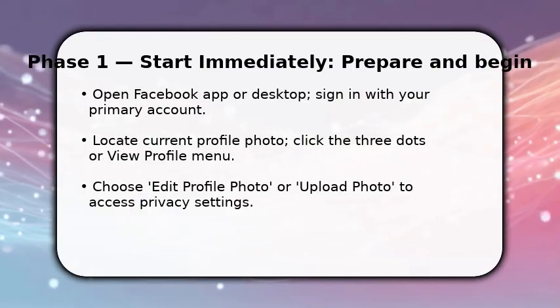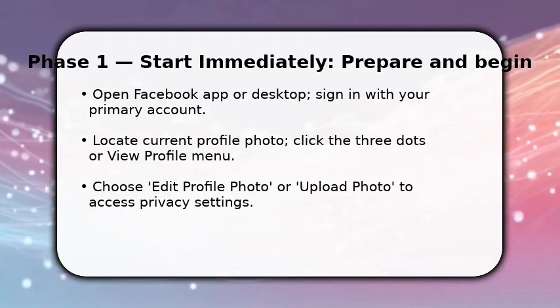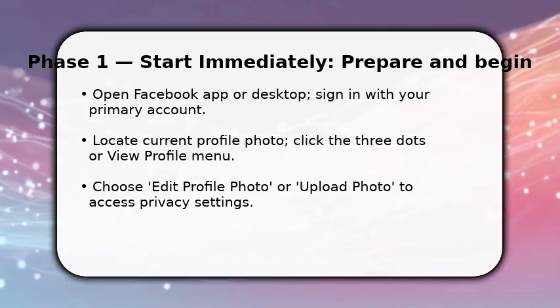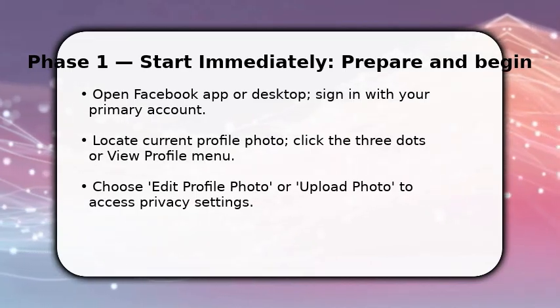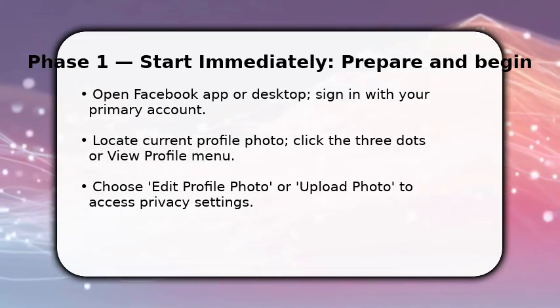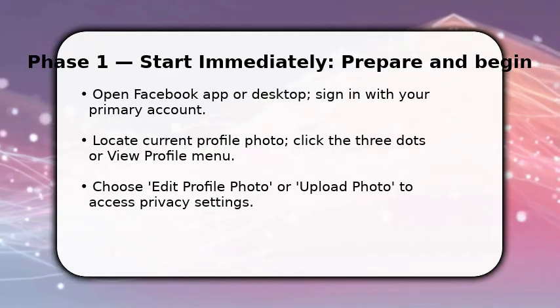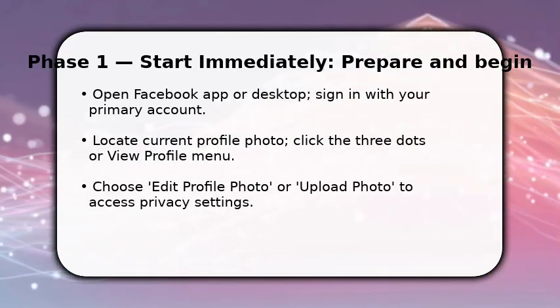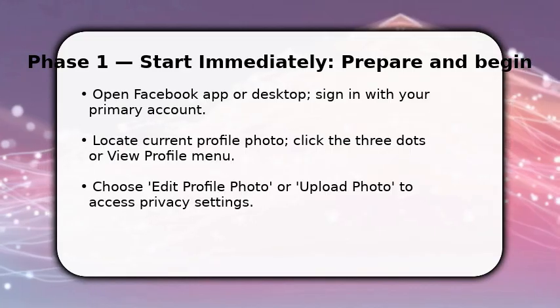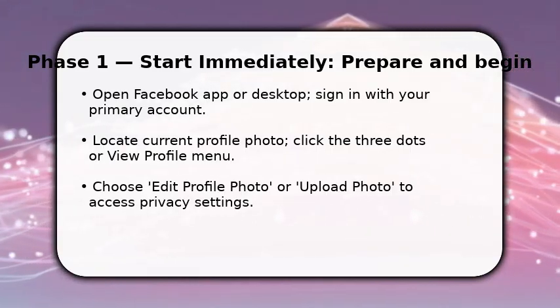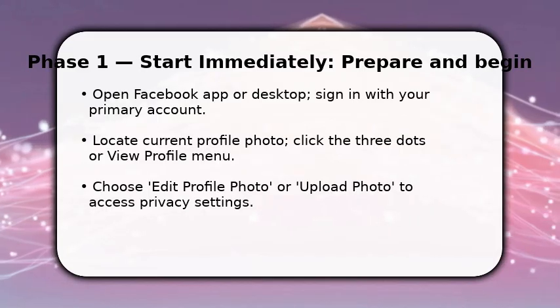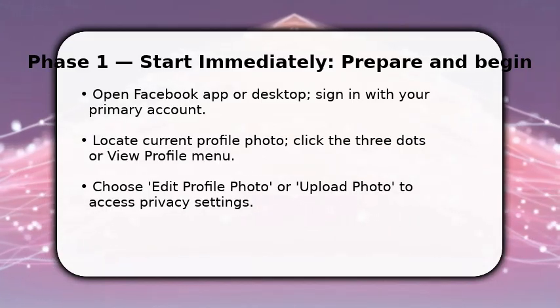You start by opening Facebook and signing in. Don't delay. Once on your profile, tap your profile photo and select Edit Profile Photo. This is where control begins. Choose Upload Photo if replacing or use existing photo. Make sure you own the image and it's the one you want to restrict. Then look for the privacy selector next to the post or photo because that setting determines who sees the image. Do this now, so the next steps work from a known state.